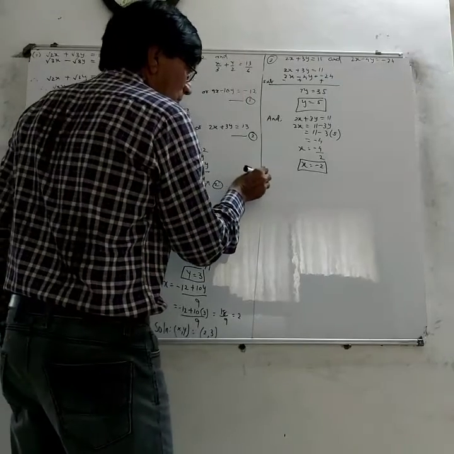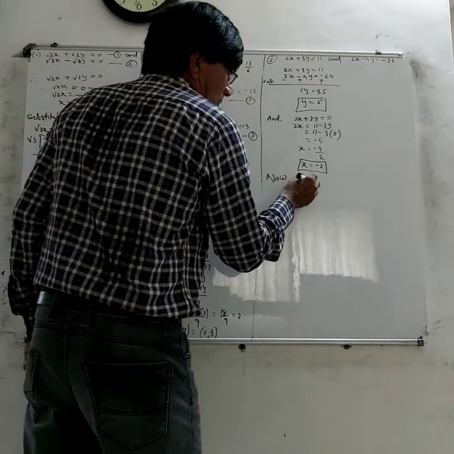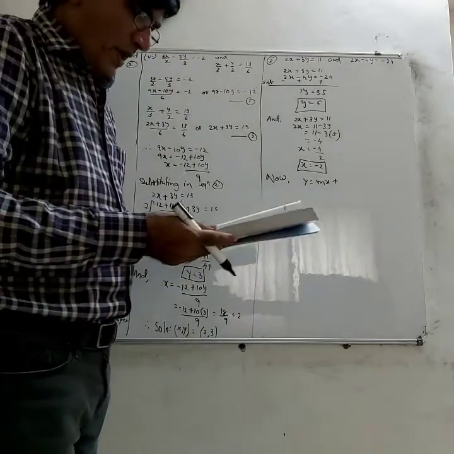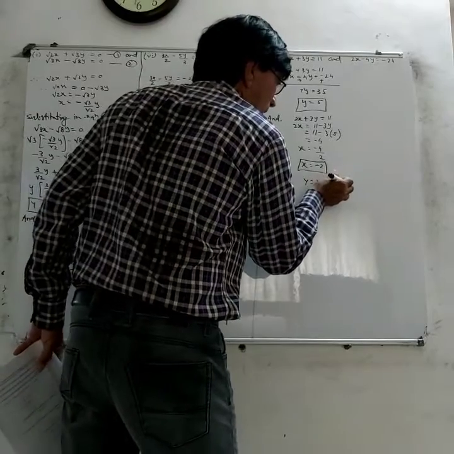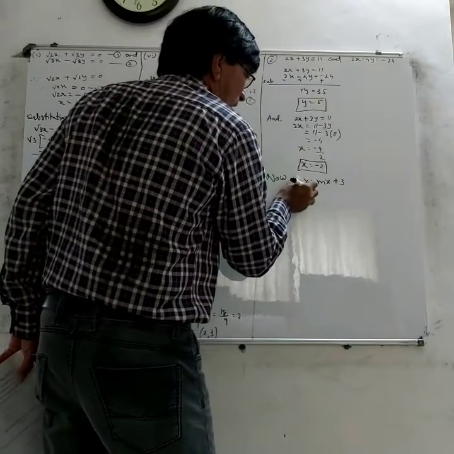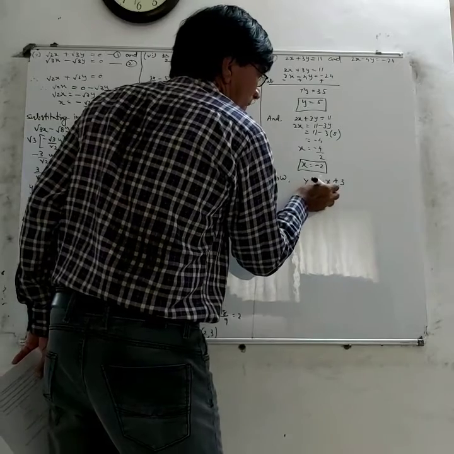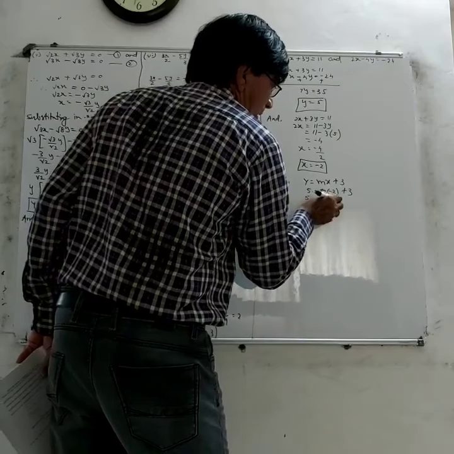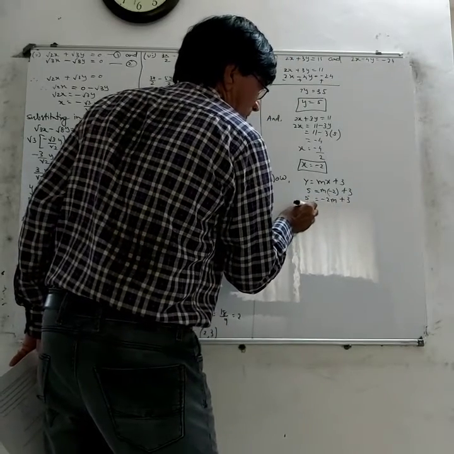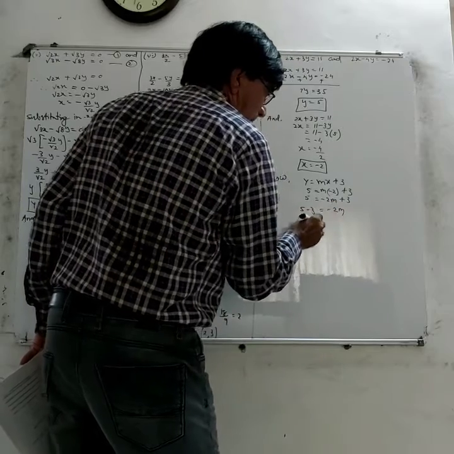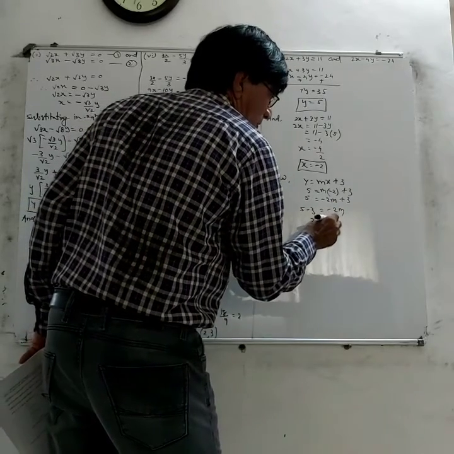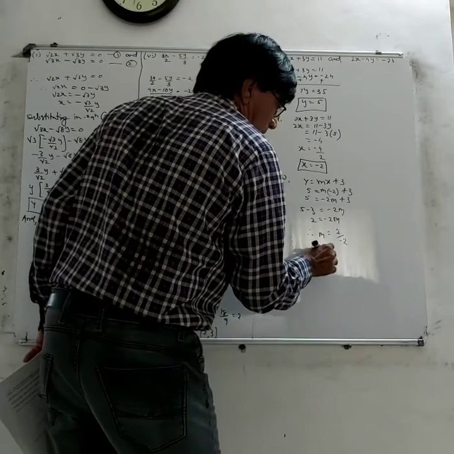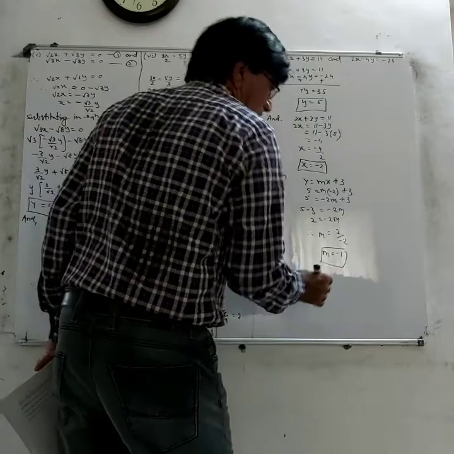Alright. Now y is equal to mx plus 3. Now look at the question there. Y is equal to mx plus 3. Okay. So y is equal to 5, and x is minus 2. So 5 is equal to minus 2m plus 3. 5 minus 3 is minus 2m. 5 minus 3 is 2. Therefore, m is equal to 2 upon minus 2. So m is equal to minus 1.